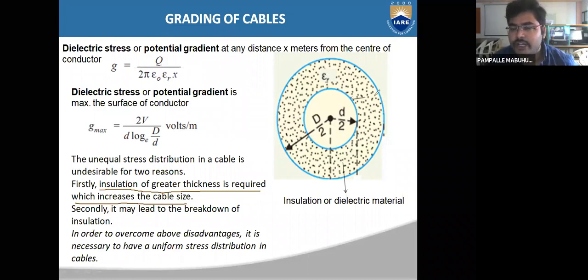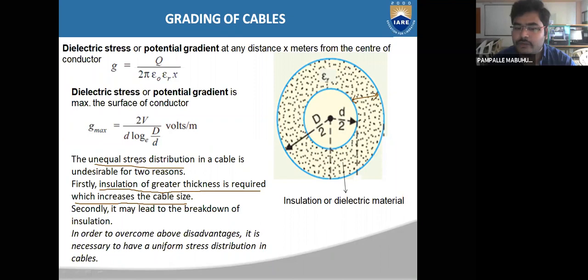So there should not be unequal stress distribution, right? This unequal stress distribution in the cable is undesirable because the insulation of greater thickness is required, which increases the cable size, and also it may lead to the breakdown of the insulation. So you have to bring this dielectric stress to be uniform.